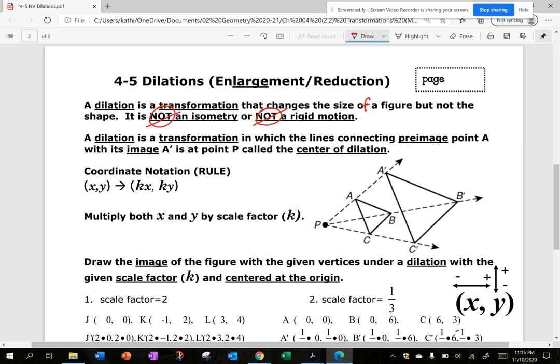A dilation is a transformation in which the lines connecting the preimage, the first one, of point A with its image, the second one, meet at the point called the center of dilation. So the rule, which is kind of like the formula, is x, y becomes k times x and k times y. So I'm going to multiply both x and y by the scale factor k.